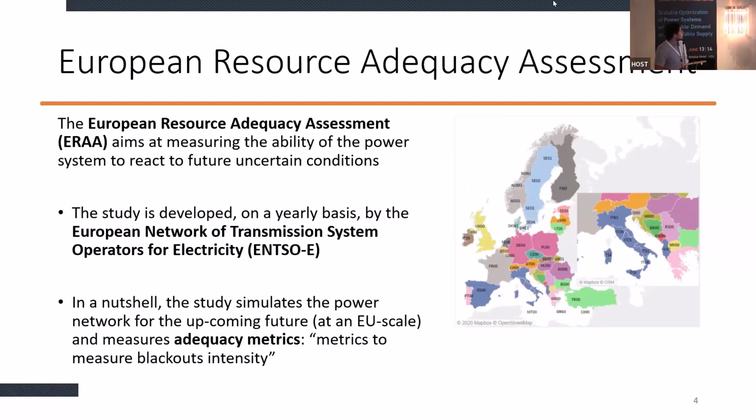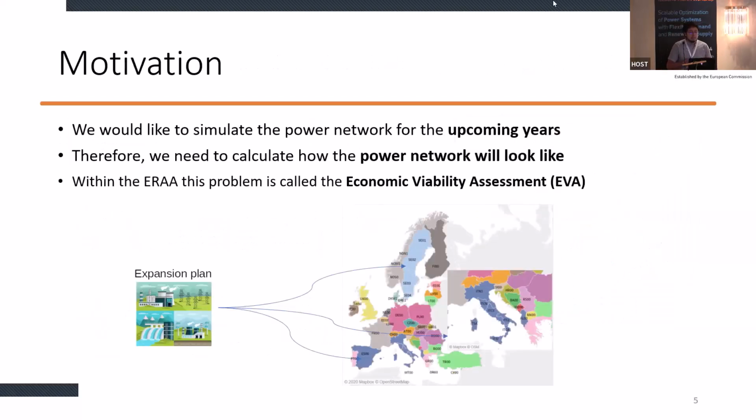So this leads us to the motivation for our work. In order to perform this ERA study, you would like to simulate the power network for the upcoming years. This is a problem that is going to happen in the future. Therefore, we need to estimate how the power network will look in the future. Within the ERA study, this problem of calculating how the power network will look in the future is called the Economic Viability Assessment problem, commonly just referred to as the EVA problem.